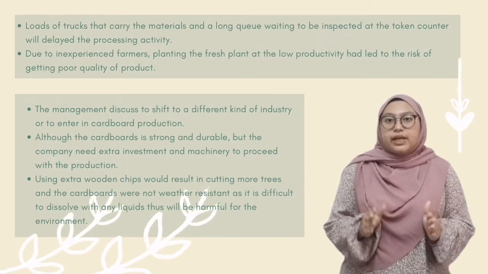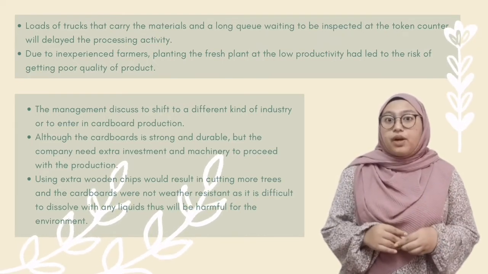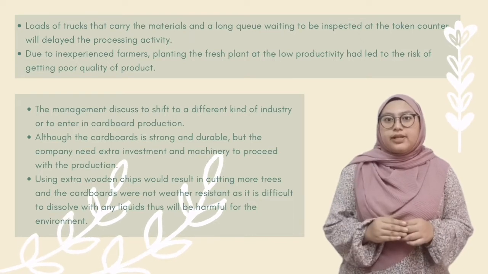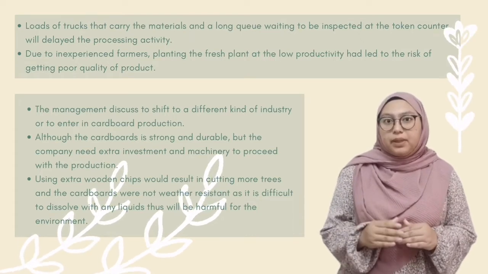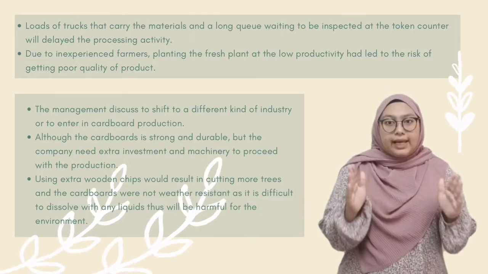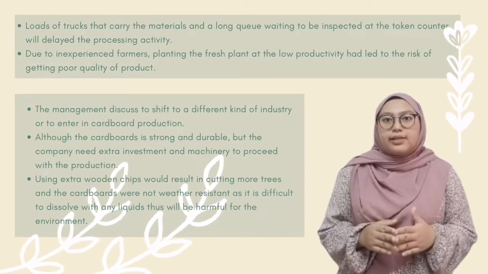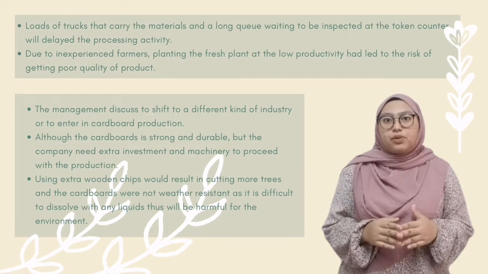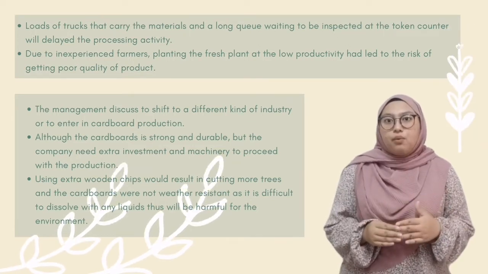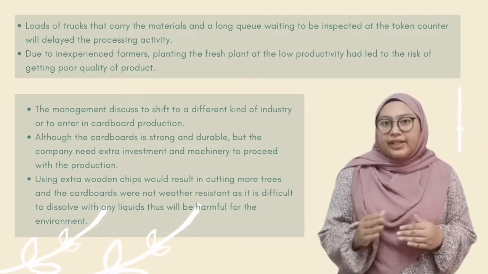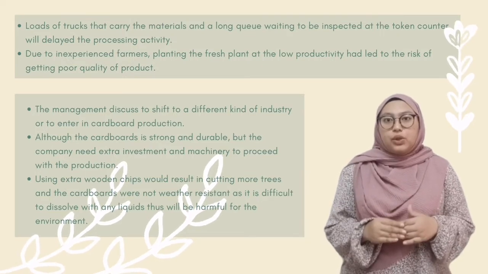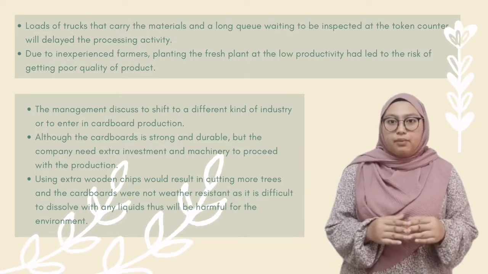Once harvested, the cane will be used in the process of ratoons, but due to inexperienced farmers planting the fresh plant at a low productivity, there is a risk of getting poor quality of product. Mr. Gupta has come out with the plan to process fresh or dry crops when the ratoons were not available and hiring a harvesting inspector to ensure the quality of the final products.